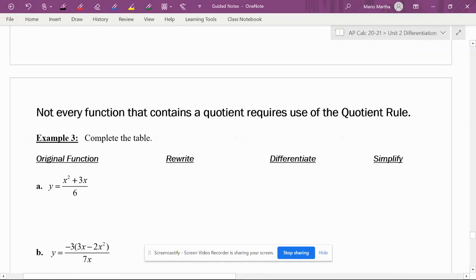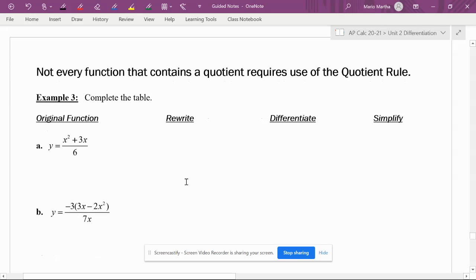All right, continuing with 2.9, this would be part two. So, not every function that contains a quotient requires a use of the quotient rule. And again, sometimes you guys get excited, right? You just learned a new technique. So, therefore, you want to start applying it to everything that pretty much looks kind of the same. So, that's pretty much what this exercise would do here.